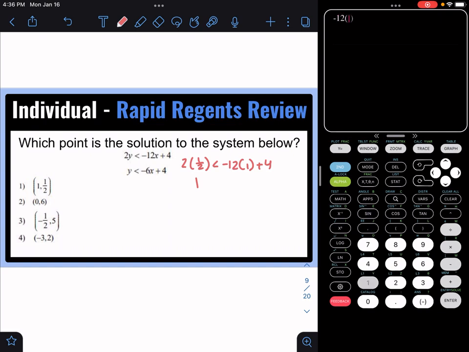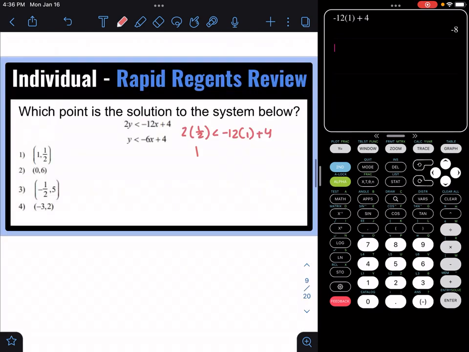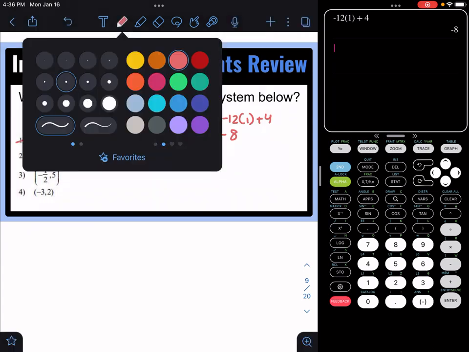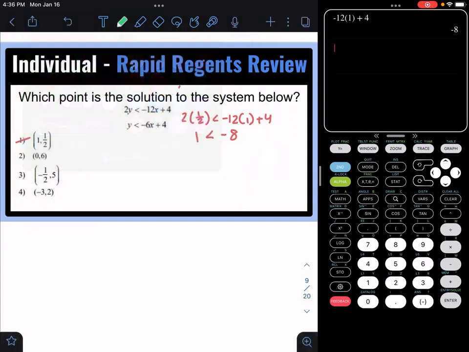Negative 12 times 1 plus 4 would be negative 8. Is 1 less than negative 8? No, it is not. So 1 cannot be our answer. All right, let's try answer choice 2.